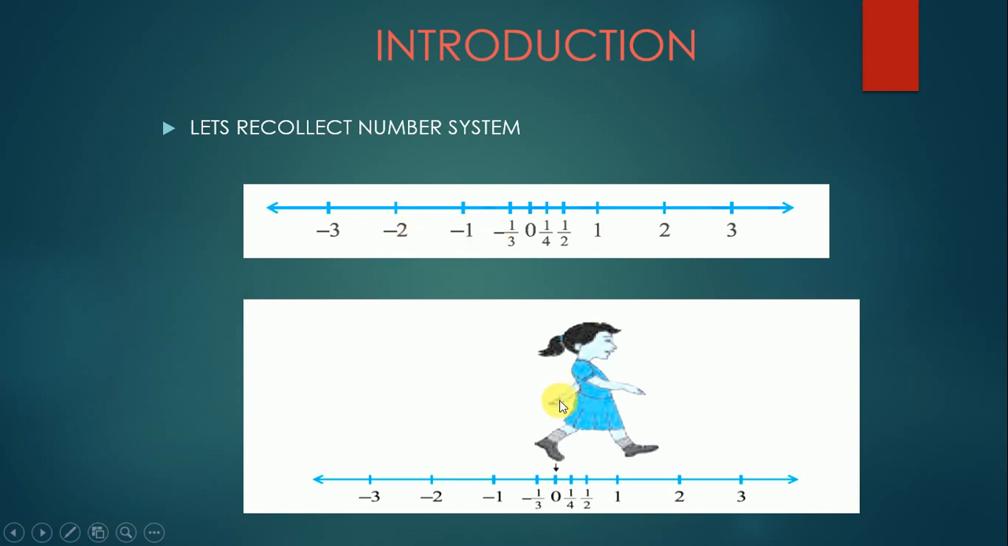Okay. See, this girl is starting from 0 and moving to the right side of the number line. So she is moving in the positive direction. Okay. If she is moving to the left side, then she is moving in the negative direction. Okay. Do you remember all these things?